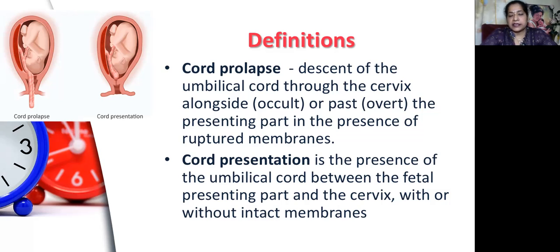In cord prolapse, the descent of the umbilical cord through the cervix alongside is occult, or past the presenting part is overt, in the presence of ruptured membranes. So whenever the membranes are ruptured and the cord comes down below the presenting part and out of the cervix, then it is overt cord prolapse. It could be a cord presentation, in which the umbilical cord is present between the fetal presenting part and the cervix with or without the membranes intact. It does not come out of the cervix.